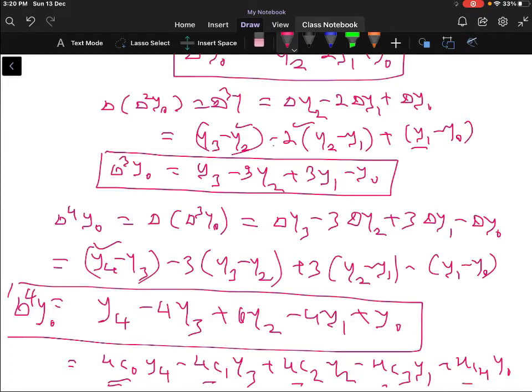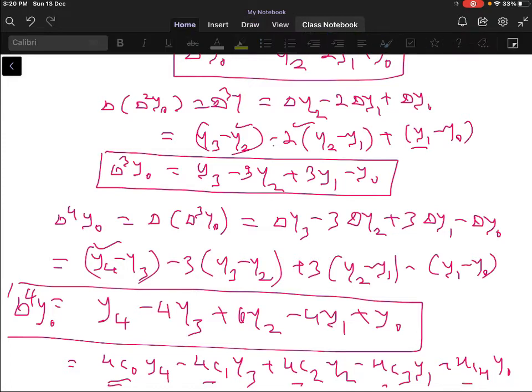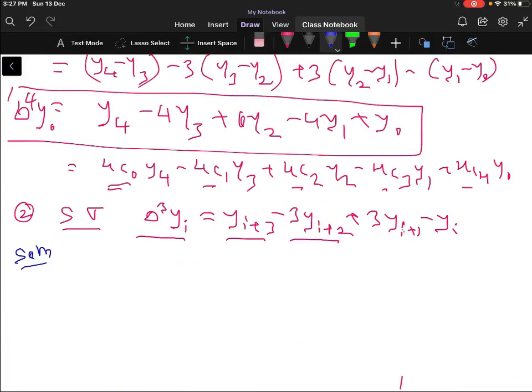where 4c0 is 1, 4c1 is 4, 4c2 is 6, 4c3 is 4, and 4c4 is 1. Next problem: show that delta cube yi is equal to yi plus 3 minus 3 times yi plus 2 plus 3 times yi plus 1 minus yi. Let us move to the solution.